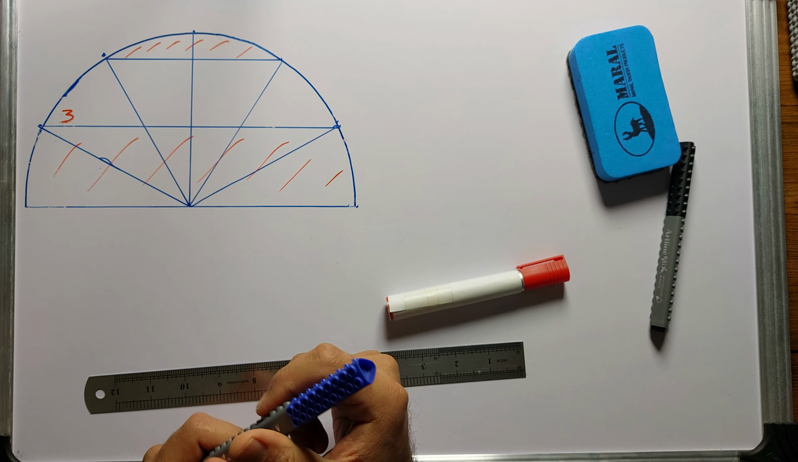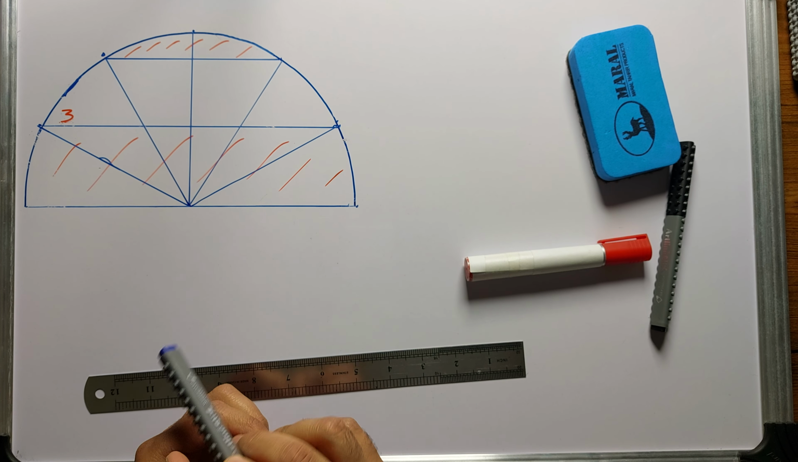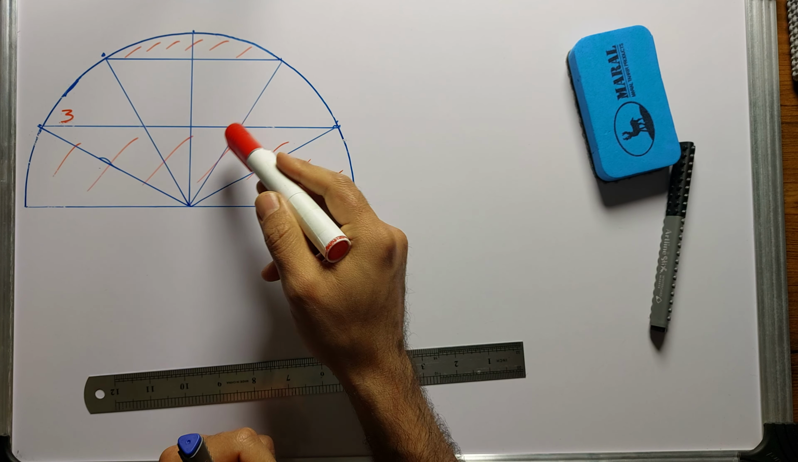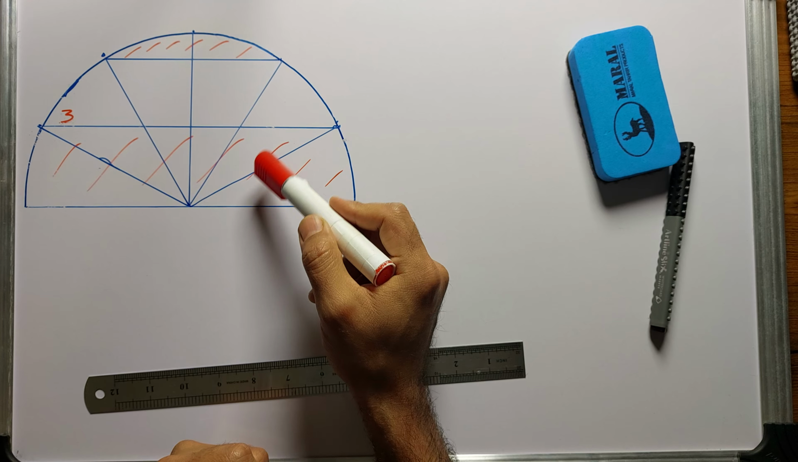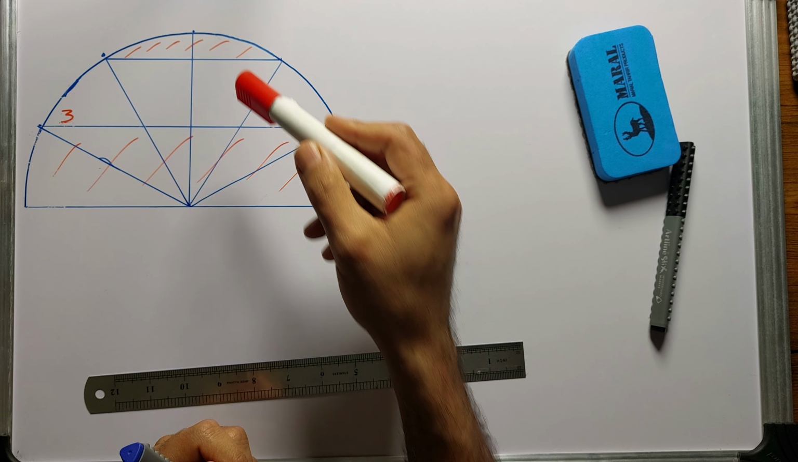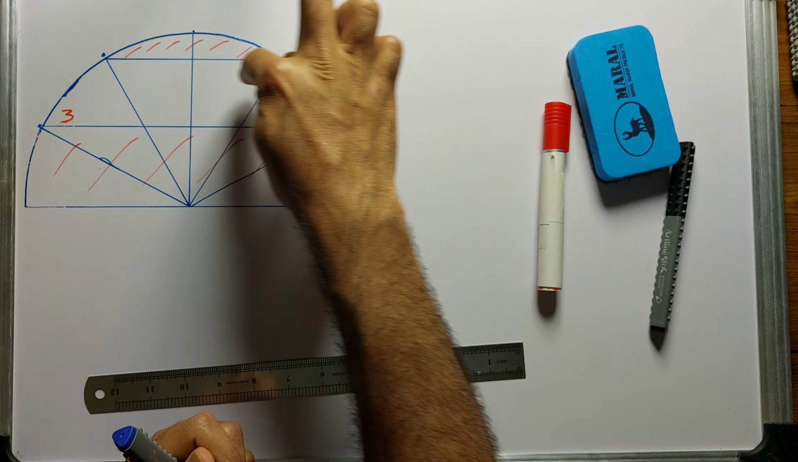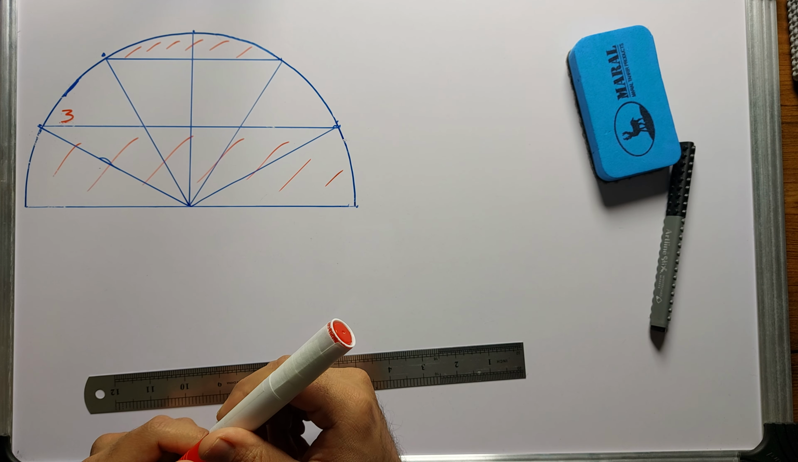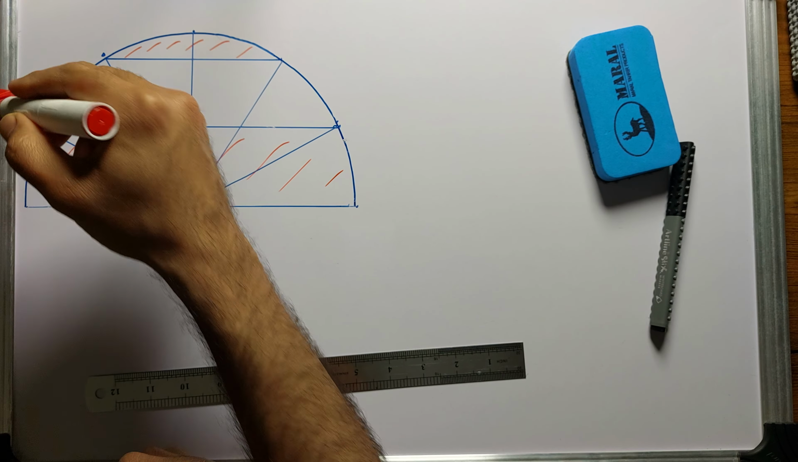So we have a semicircle here, and what we've got to do is find the area of this shaded segment, which is colored in red. So we have this shaded area here and another one, this cap here. Obviously we don't care about this unshaded area here.